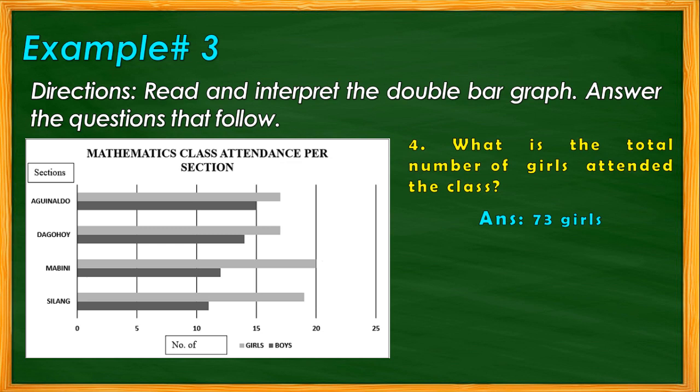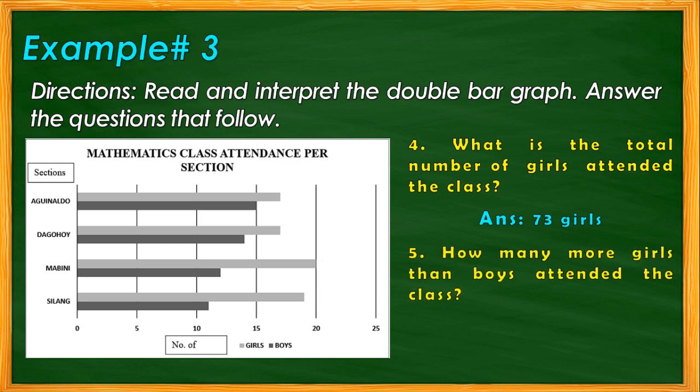Now, for question number 5, how many more girls than boys attend the class? So as you can see, we have 51 boys. So we're going to subtract 73 minus 51. The answer is 22 girls more.